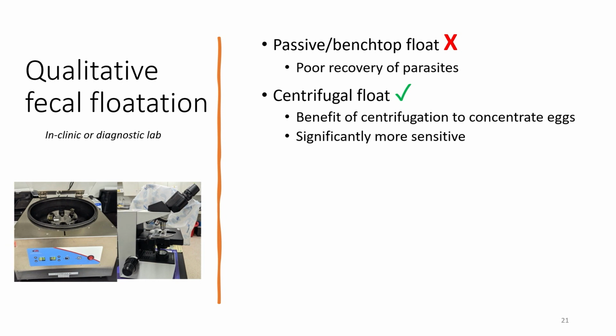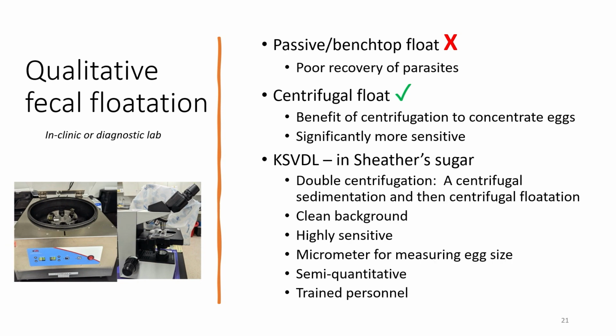Whereas in a benchtop float, you do not have the benefit of gravity and the benefit of centrifugation combined together. And so the centrifugal fecal floats have been shown to be more sensitive than the benchtop float. And so that's what we do here at the VDL. We do our tests typically in Sheather's sugar, which is a solution with a high osmotic potential and high specific gravity. So all of our light eggs float to the top.